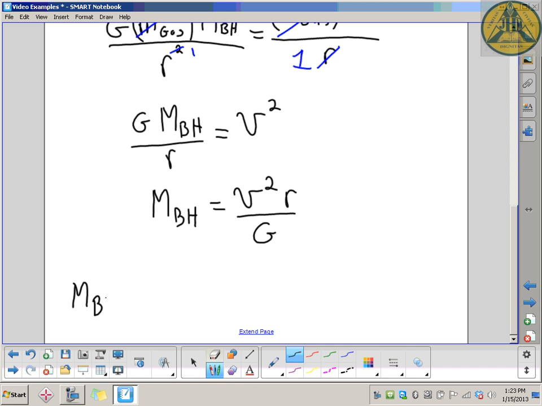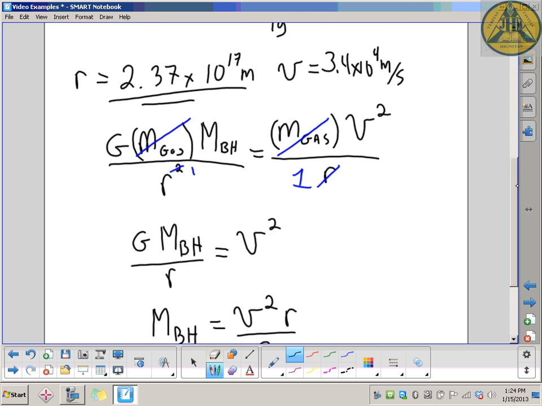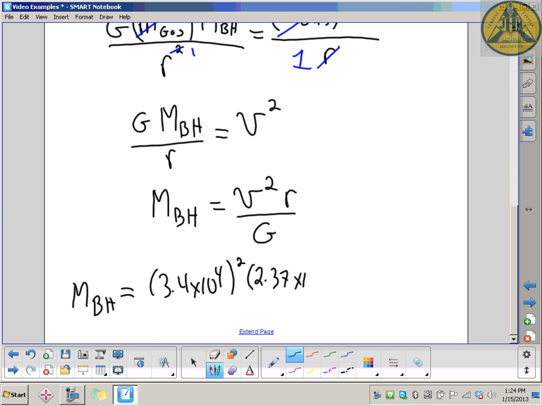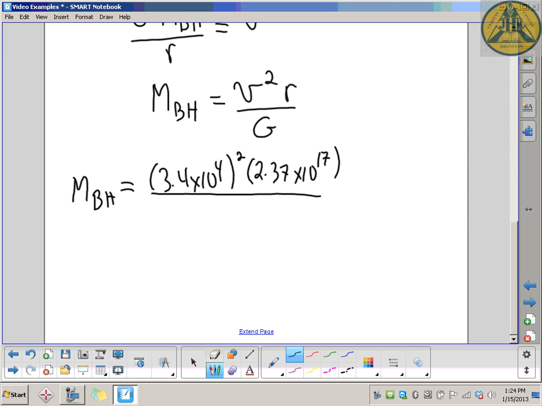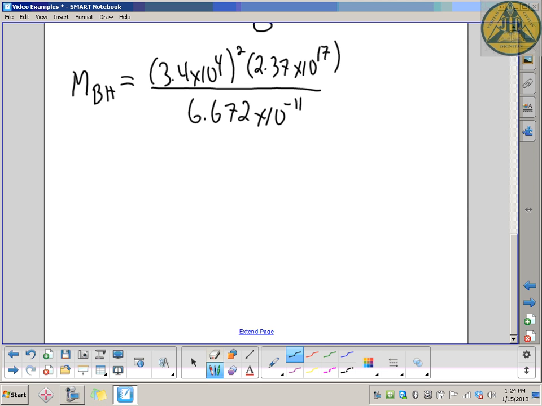So the mass of the black hole, putting our numbers in, equals 3.4 times 10 to the 4 squared, times 2.37 times 10 to the 17, divided by 6.672 times 10 to the negative 11. If you know your exponents and how they work, this is going to be a really big number. So 3.4 times 10 to the 4 squared, times 2.37 times 10 to the 17, divided by 6.672 times 10 to the negative 11. The mass of this black hole is 4.1 times 10 to the 36 kilograms. That's a lot of black hole. And that is our answer for A.